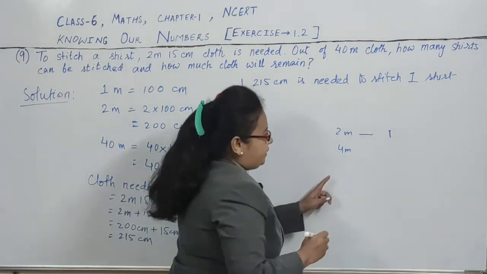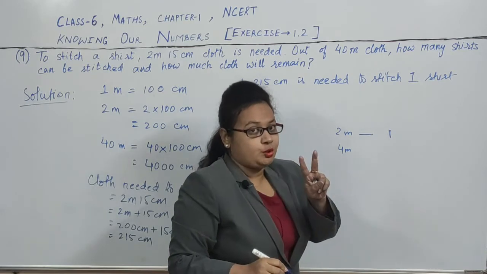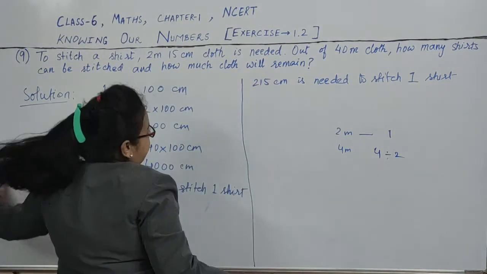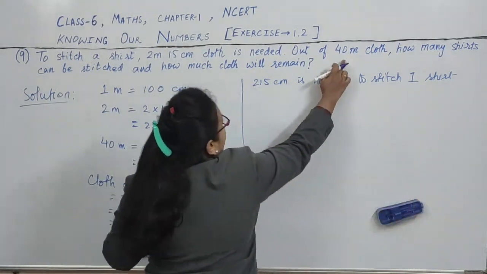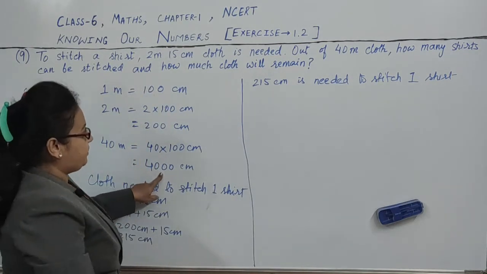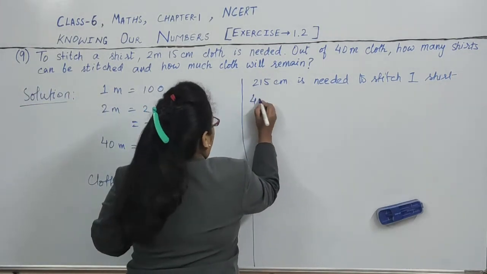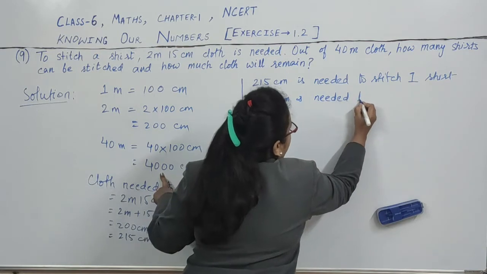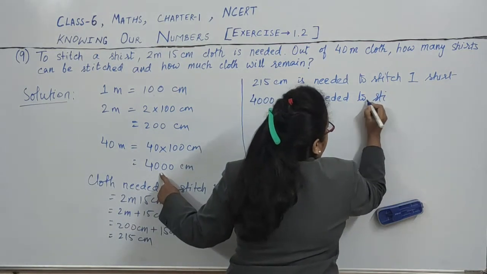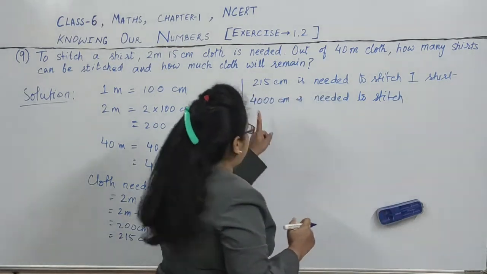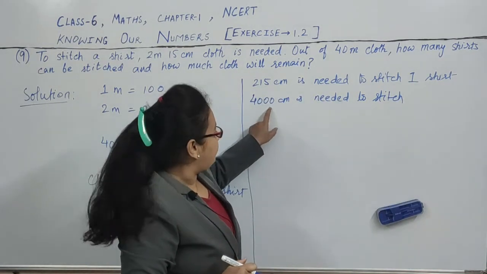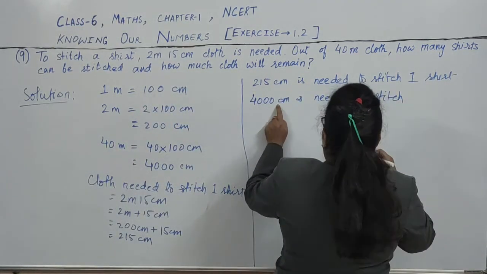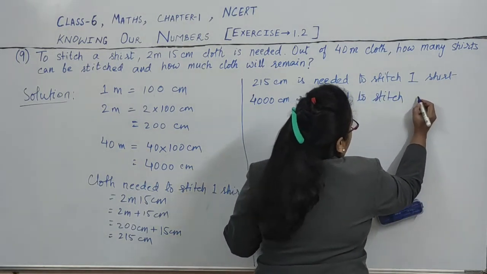Like the example I gave you, if 2 meter is needed to stitch one shirt, then 4 meter will be needed for 2 shirts. In 4 meter, how many shirts can be stitched? 2 shirts. How did we find it? By dividing 4 by 2. Here also we will do the same thing. In total cloth, how much do we have? 40 meters. 40 meter is equal to 4000 centimeter. To find how many shirts, we have to divide the total amount of cloth by the cloth needed to stitch one shirt.